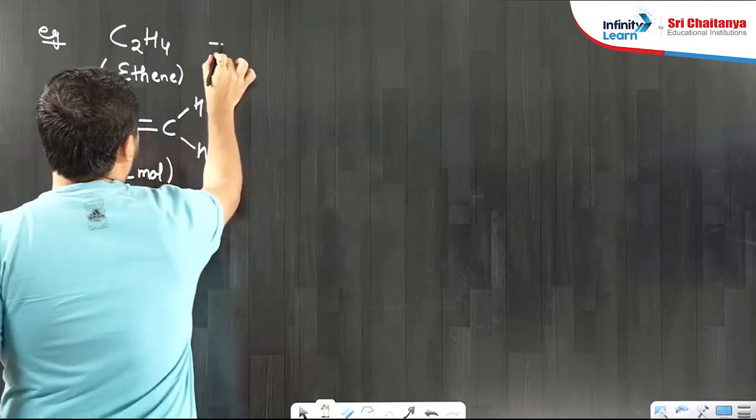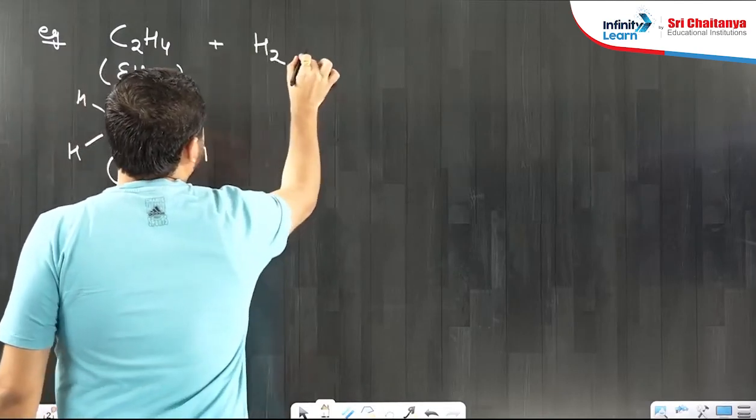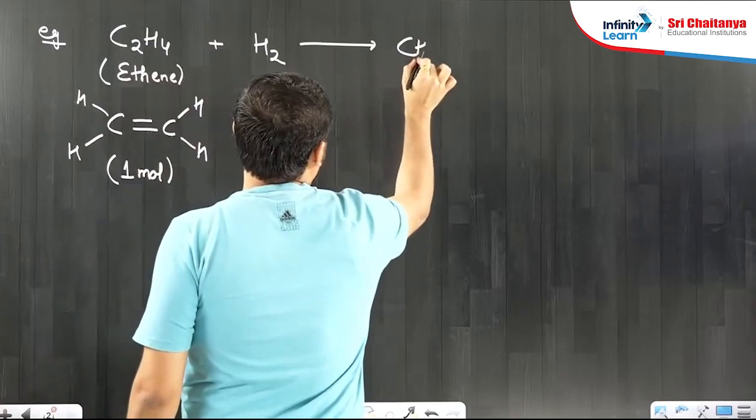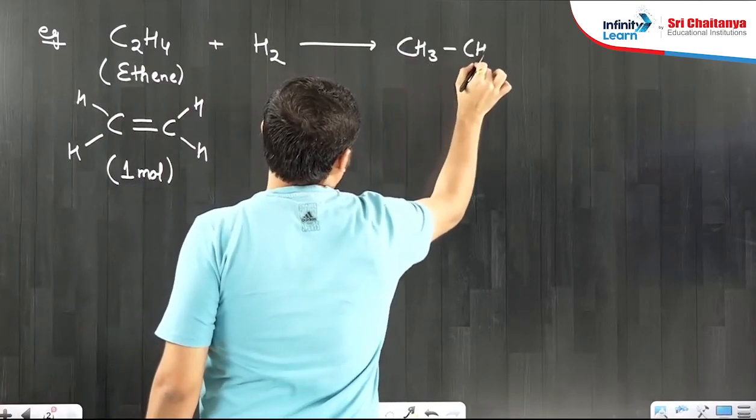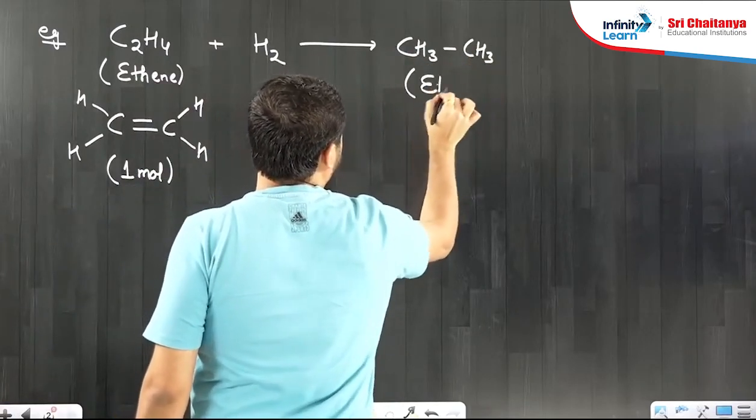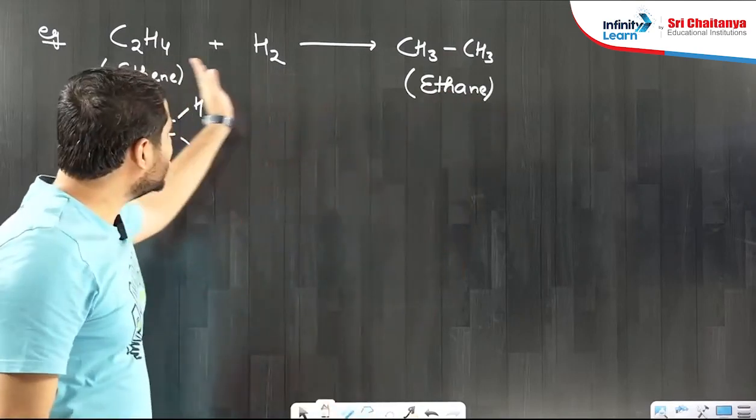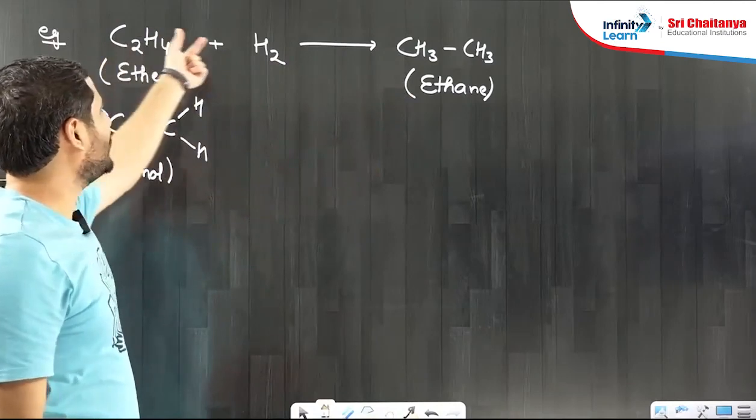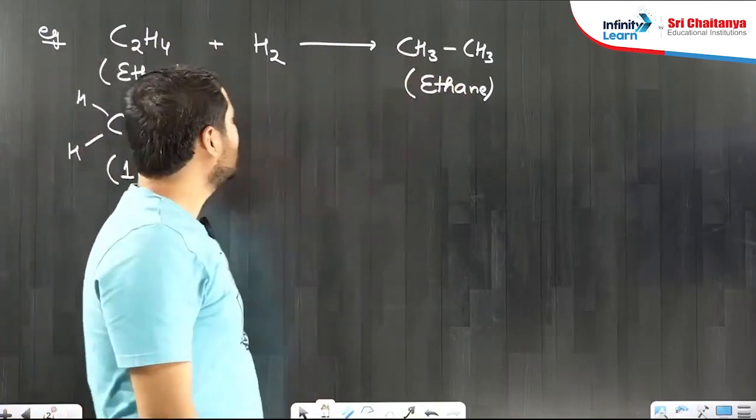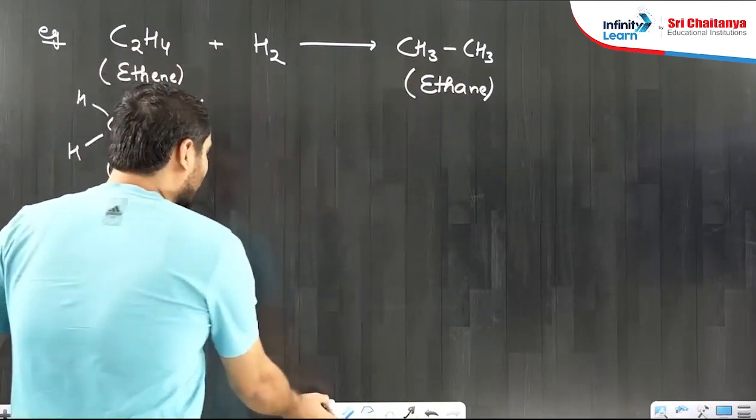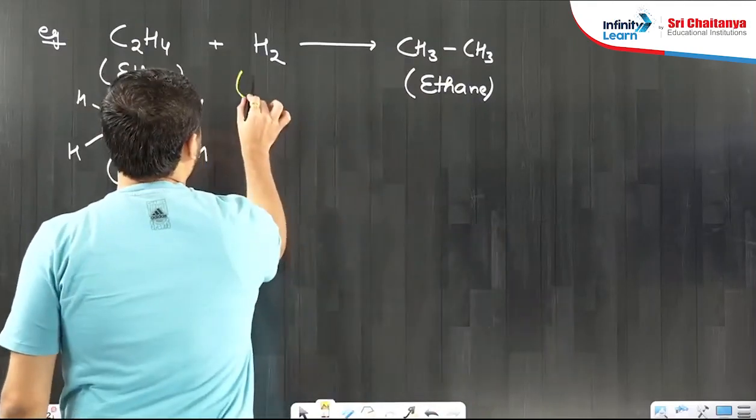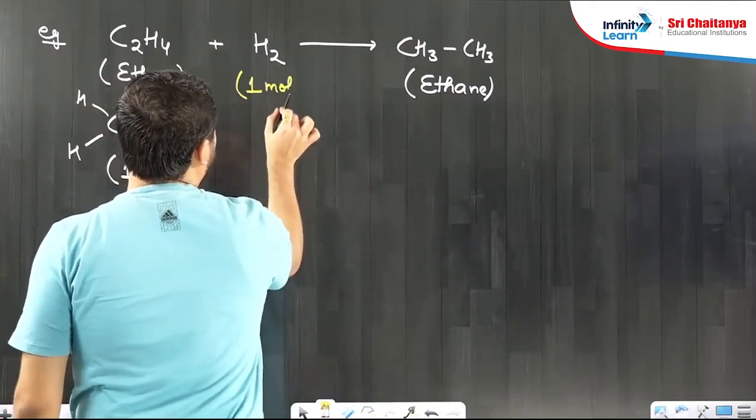Now if we add hydrogen to it, the saturated compound formed will be CH3CH3. So what is formed here? Ethane is formed. Now if you check, this is a balanced reaction: C2H4 plus H2 gives C2H6. So how many moles of hydrogen are required for 1 mole? 1 mole of hydrogen is required.